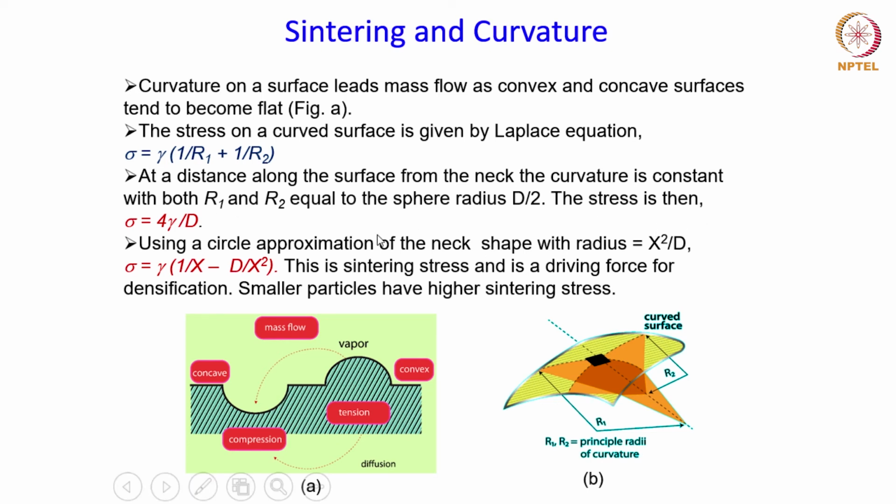And for spherical particles, R1 becomes equal to R2, and therefore sigma becomes 4 gamma by D. And if you use a circular approximation for the neck shape, then the stress can be expressed with the neck size x through an equation like this. Okay, so this is the sintering stress which aids the densification process.